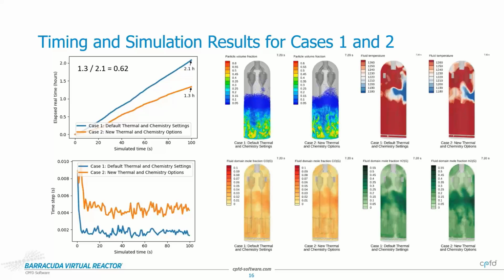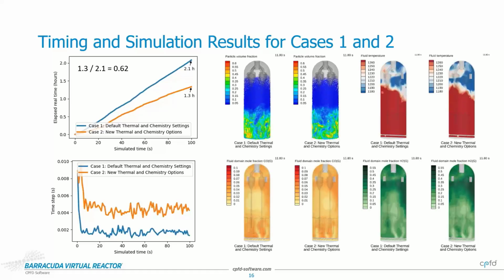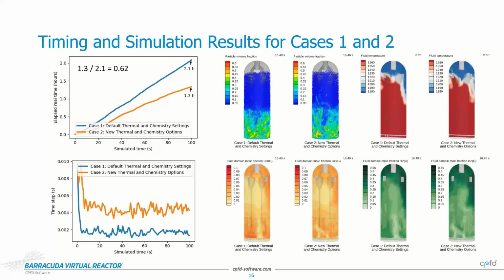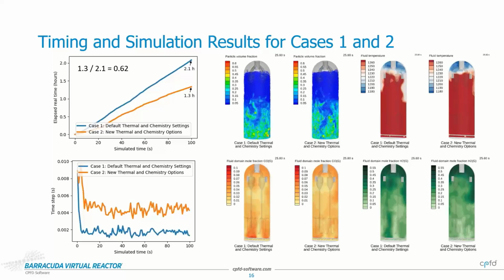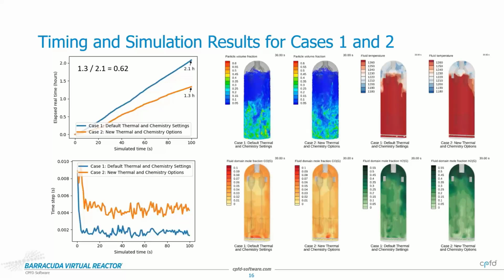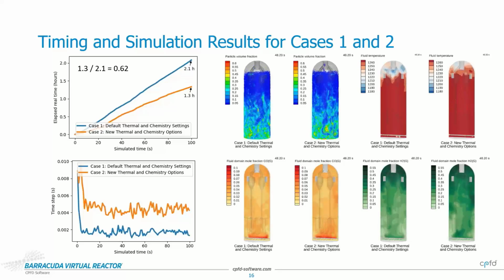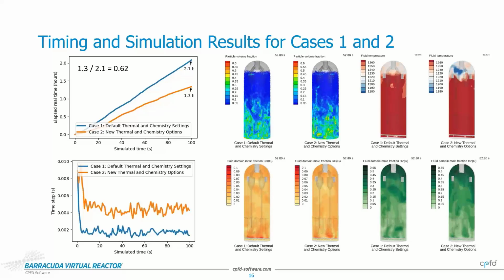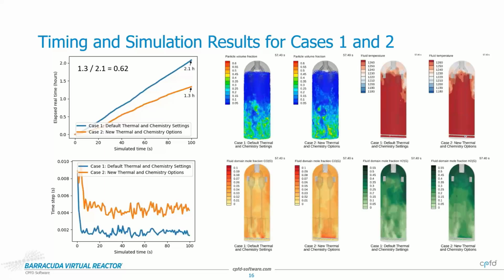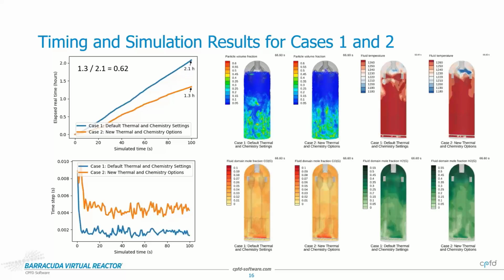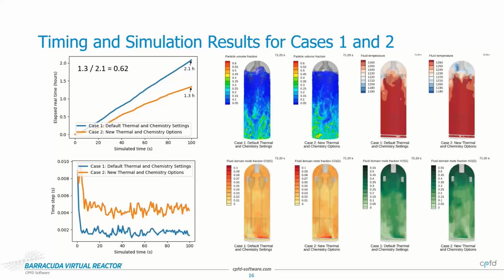Both of these cases were run out to a simulation time of 100 seconds, and they were run on a Linux machine with an NVIDIA RTX 4090 GPU card. Case 1 took about 2.1 hours to reach 100 seconds of simulation time, whereas case 2 finished in about 1.3 hours, and that's about 62% of the total time it took for case 1. So definitely a speed advantage here by eliminating those time step reductions.